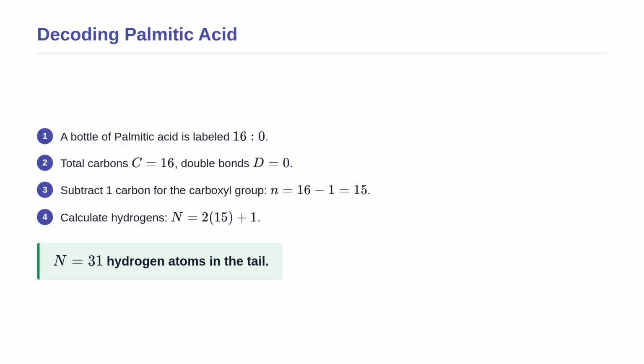We subtract 1 from the total 16 carbons because 1 carbon is permanently part of the carboxyl group. This leaves exactly 15 carbons for the tail. Plugging 15 into our formula, we multiply by 2 and add 1. This reveals there are exactly 31 hydrogen atoms attached to the carbon tail.